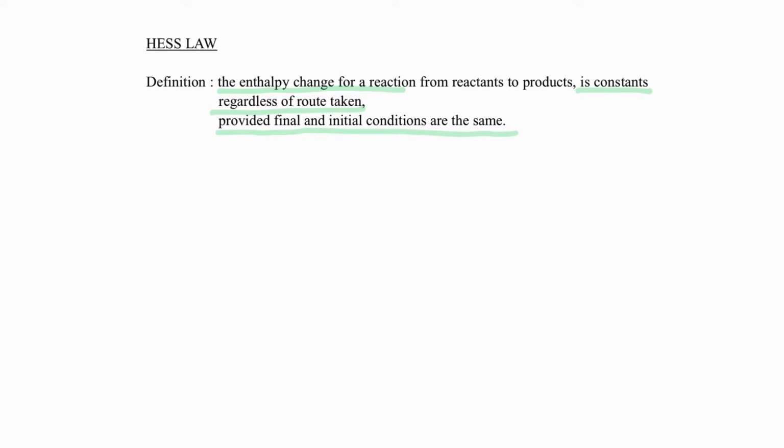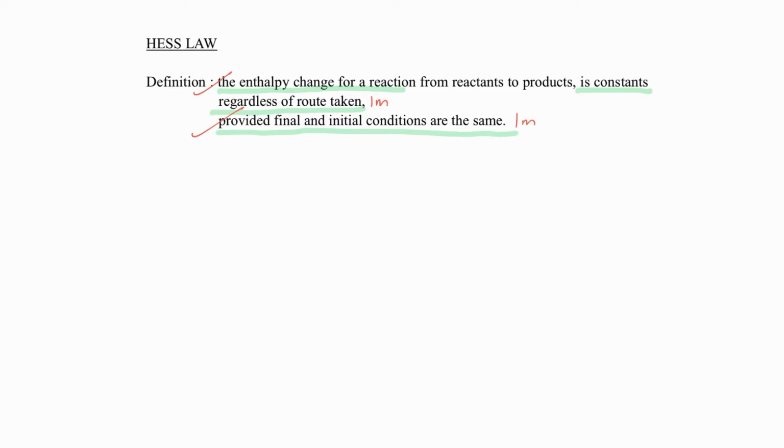So in this definition, we have 2 points here. The first part: the enthalpy change for a reaction is constant, regardless of the route taken. It is the first point. And the second point here: provided the final and initial conditions are the same. So if it is a 2 marks question for the definition, the first point we could get 1 mark, and the second point will give us the second mark.